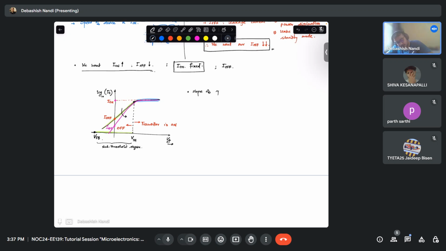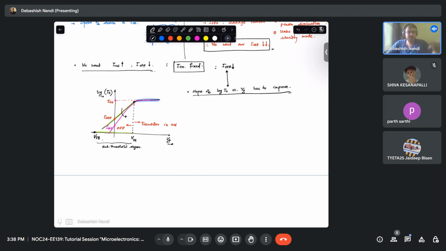So the slope of your log ID versus VG has to improve, or has to increase, right? To achieve this condition. Do you agree till this point? If not, I will explain again. Confirm, anyone, that you have understood till this point.